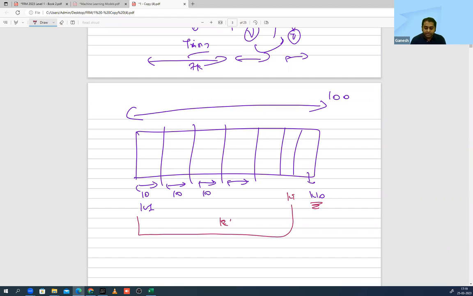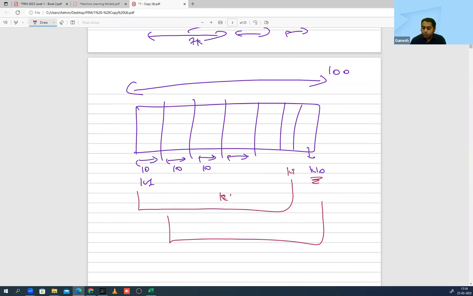Second time मैं क्या कर सकता हूँ? I will take, say for example, from K2 to K10 and I will take this as a testing. I'll keep on doing this. मतलब हर एक बार एक एक को निकालूंगा, उसको टेस्टिंग के लिए यूज करूंगा, बाकी सबको ट्रेनिंग के लिए यूज करूंगा. I'll keep on repeating. बराबर? So do you realize 10 times my model is getting very validated?